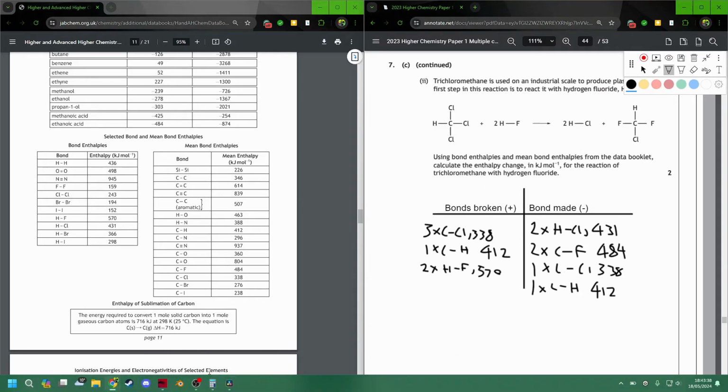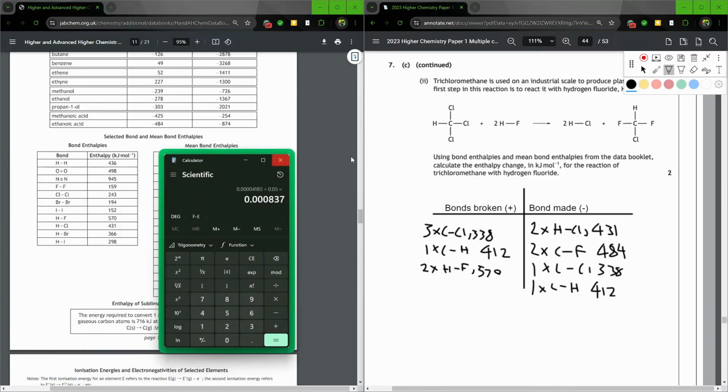So after all that, we basically have to add all this together, make sure that all these here are positive and all these here are negative. So 3 times 338 plus 412 plus 2 times 570. That was in this number, and then I want to minus everything. So we have 2 times 431 plus 2 times 484 plus 338 plus 412. I should be saying minus, but they're all going to this bracket, which will then minus, so we'll end up with minus 14.